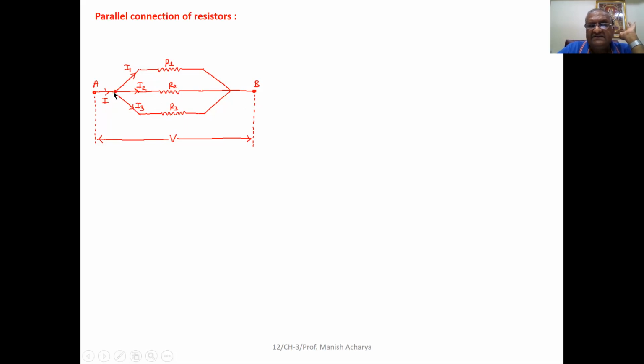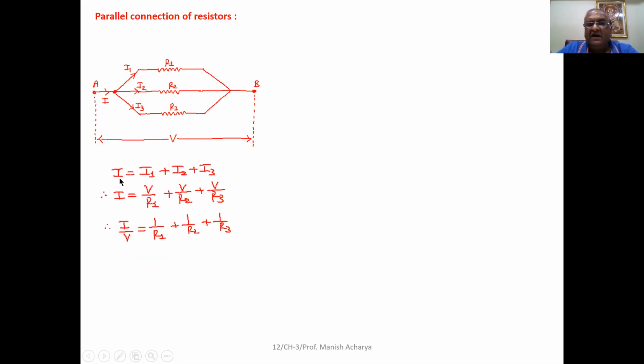Now see here, at this junction, total current I is distributed as I1, I2, I3. So we can write I equal to I1 plus I2 plus I3. Now I is V by R. So as per that we can write current I1 equal to V by R1, current I2 is V by R2, current I3 is V by R3.